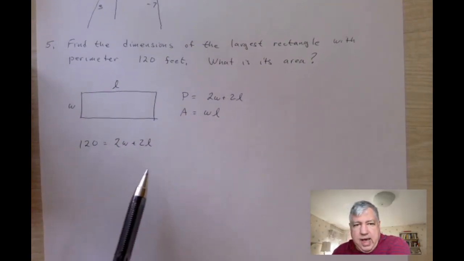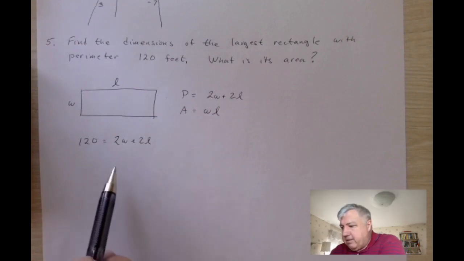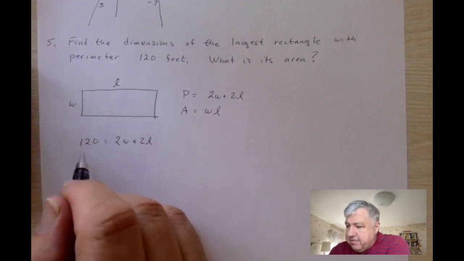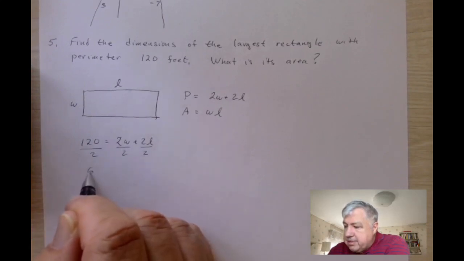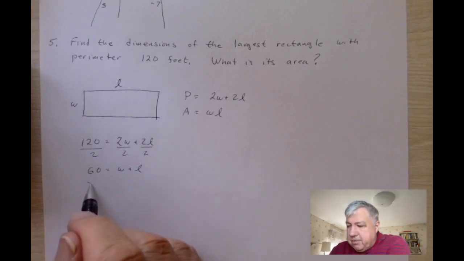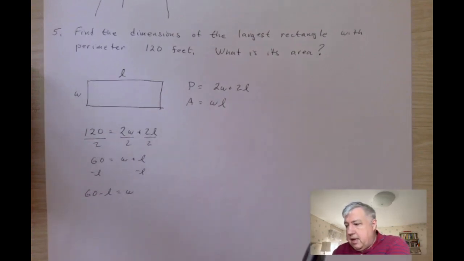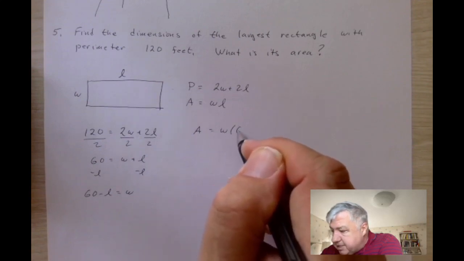And what happens is it would be great if we could write A just in terms of one variable, and we can do that by writing W in terms of L. We can first divide everything by 2, and we get 60 equals W plus L. Subtract L from both sides. Get 60 minus L equals W. And then A becomes W times 60 minus L.